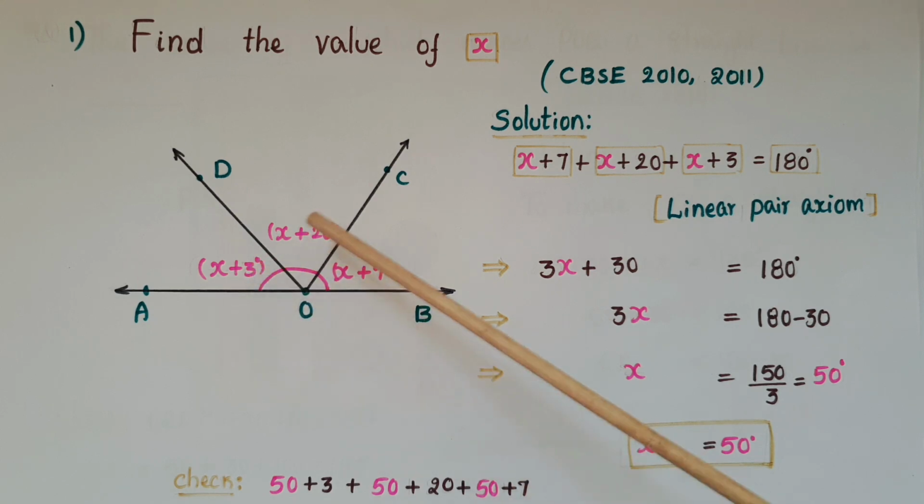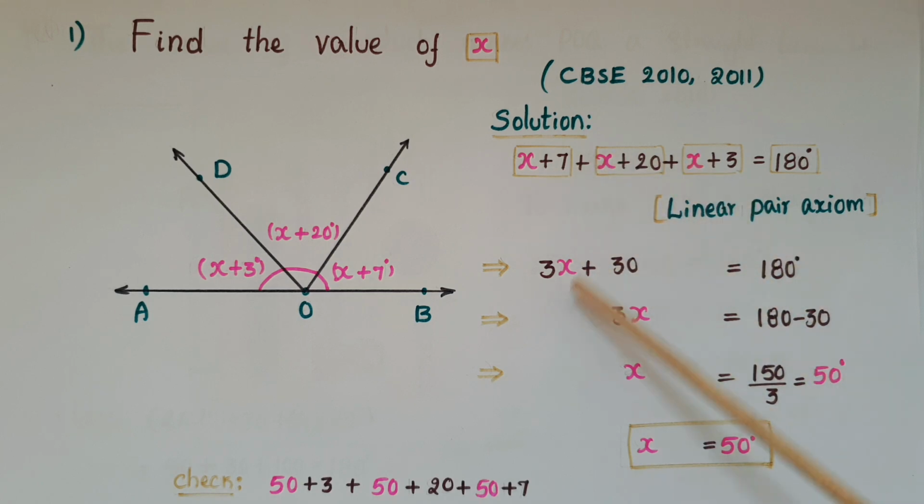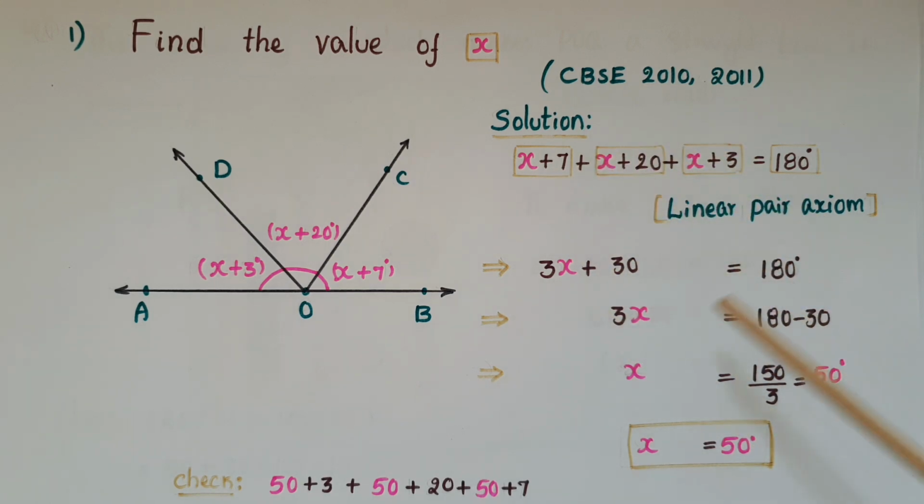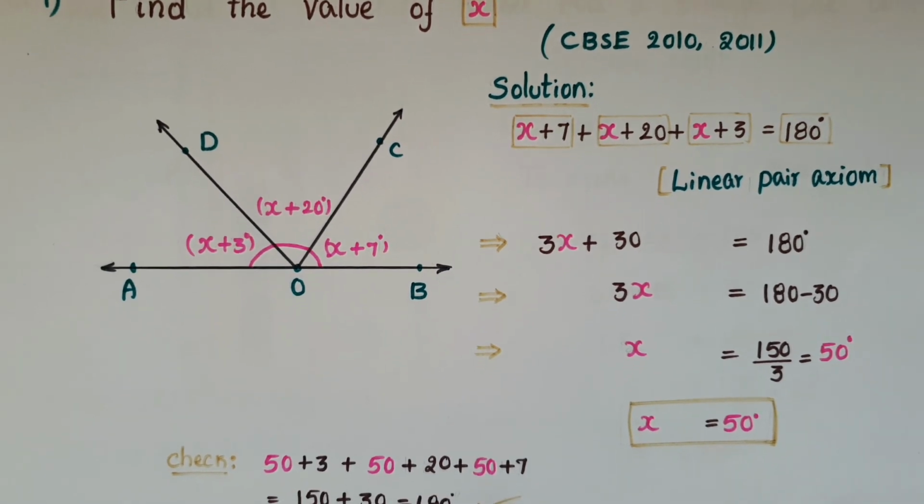So x plus 3 plus x plus 20 plus x plus 7 is equal to 180 degrees by using the linear pair axiom. So here 3x plus 20 plus 3 plus 7, that is 30, is equal to 180 degrees. Then 3x is equal to 180 minus 30, that is 150. So x is equal to 150 by 3, that is 50 degrees. So x here is 50 degrees. You can check by adding all these angles, you will get 180 degrees.